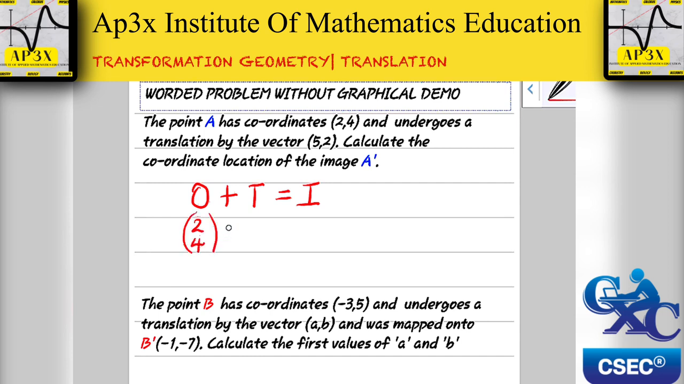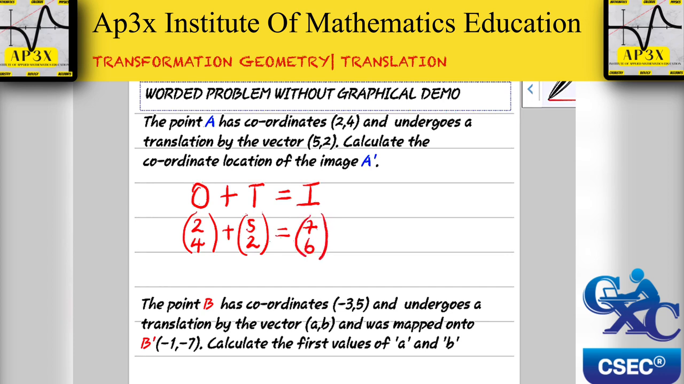And of course we're going to be adding that to the fact that it undergoes a translation by the vector. So the vector that moved the object is (5, 2). They're basically asking us to calculate the image. The image would be the sum of the object point and the translation vector. As I said, with prerequisite knowledge of matrices, where we add corresponding entries, this works out to 2 plus 5 is equal to 7, and 4 plus 2 equals 6.